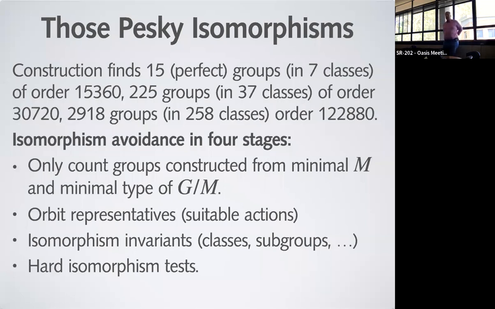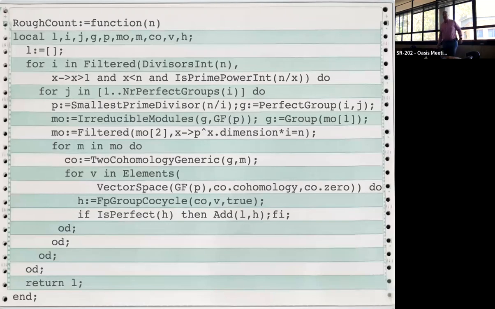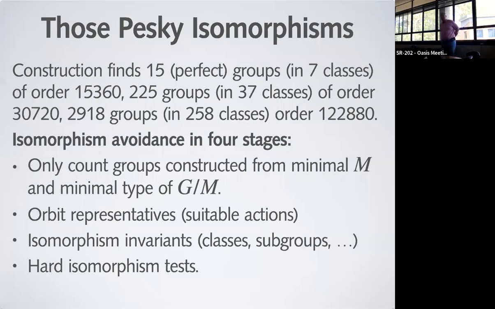So let's go back to the perfect groups. If I do this construction process, and now with this, it's really easy to implement. That function is basically doing the whole construction process. I go through the divisors of the order. I go through, well, apart from the direct products that is left out here, I go through perfect groups of smaller order, calculate modules, calculate cohomology, run through the cohomology group, form the extension. If it's perfect, I add it to it. Yeah? If I do this, I just get groups that are isomorphic.